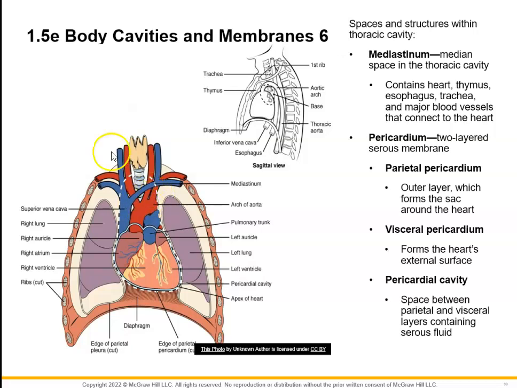All right, we have a pericardial cavity. Peri means around, cardi refers to the heart. So the pericardial cavity houses the heart, and it has two layers of the serous membrane. We call those serous membranes of the heart the pericardium. So the parietal pericardium surrounds the cavity the heart is in. The visceral pericardium lies on the surface of the heart. And then, of course, the pericardial cavity is the fluid-filled space between those two layers of the membrane.